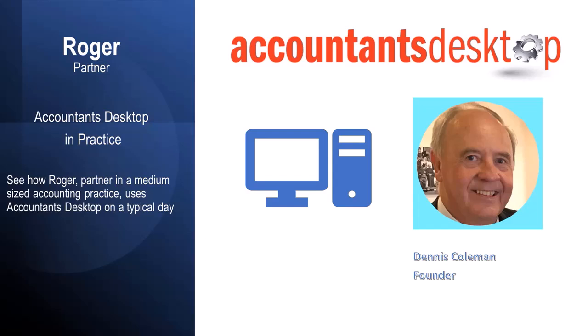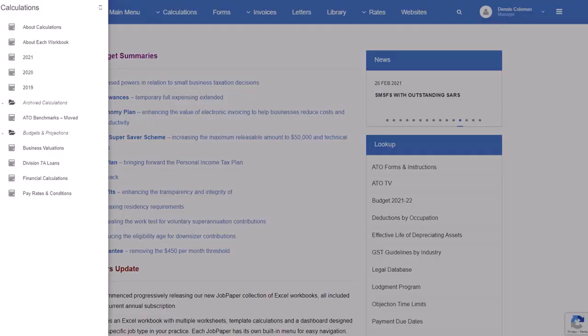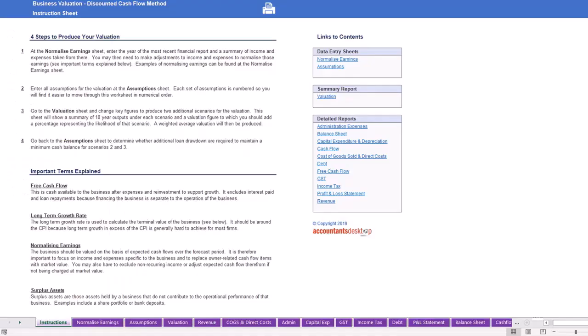Roger receives an email from a valued small business client who is considering selling his business and he wants a valuation. Roger collects all of the relevant information and goes to Calculations, Business Valuations, to assess the value of the business using the discounted cash flow method.